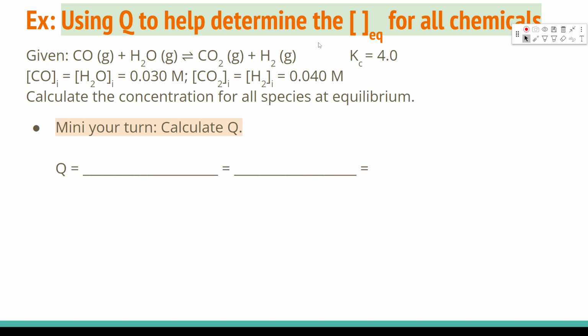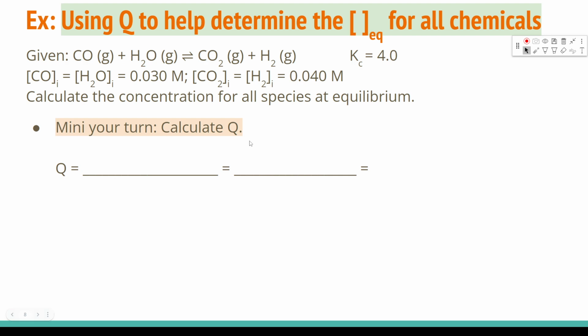Alrighty. Using Q to help you get the concentration of equilibrium for everybody. Okay. So, here's a problem. Got a K value, got some initial concentrations. We're going to get the equilibrium. So first, calculate Q real quick. Put your Q based off what is on top, what's on bottom, and then fill it in, and then calculate.